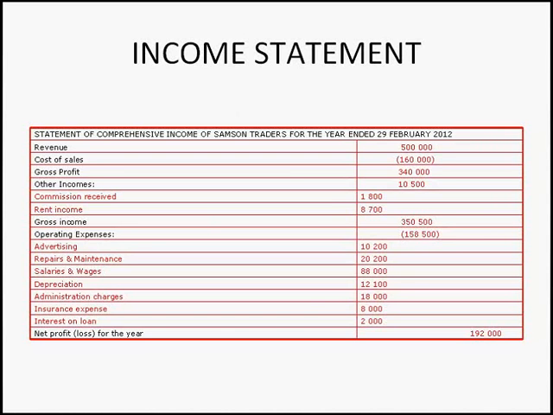It then has to start with sales or revenue, and from that we're going to deduct our cost of sales amount to get our gross profit. To gross profit, we're going to add any other incomes that we have had in the year to give us a gross income. And from that amount, we're going to subtract any operating expenses we had in the year to get to a net profit or loss for the year.